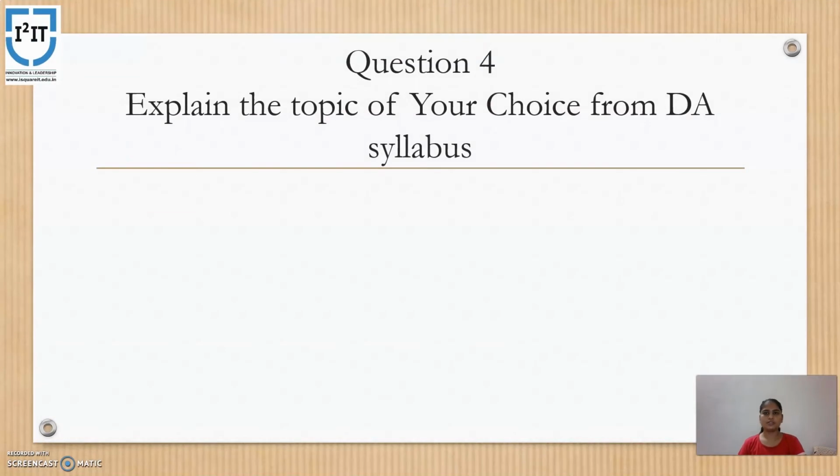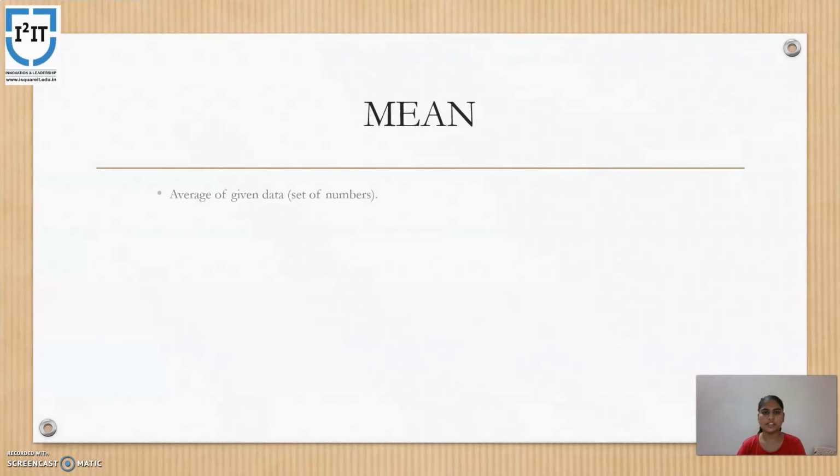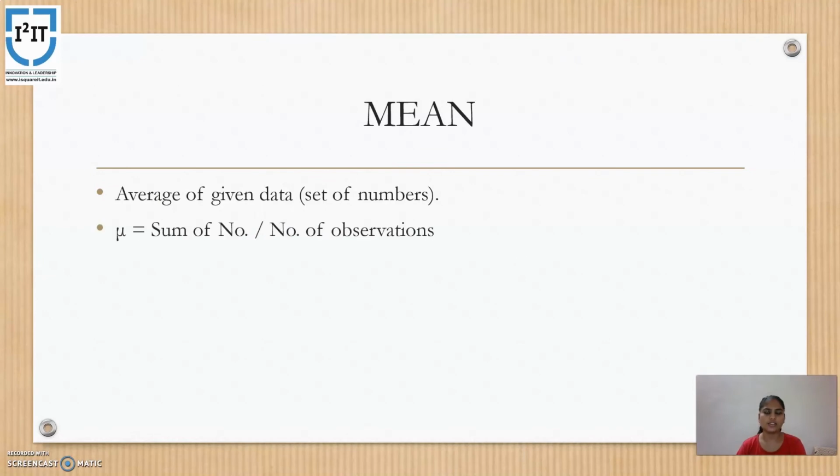The fourth question was a topic of your choice, and the topic I have chosen is mean, median, and mode. What are the mean, median, and mode? First, let's look at the mean. What is the mean? Mean is nothing but the average of a set of elements, which is denoted by mu. We know the formula of average: the sum of elements divided by the number of observations.